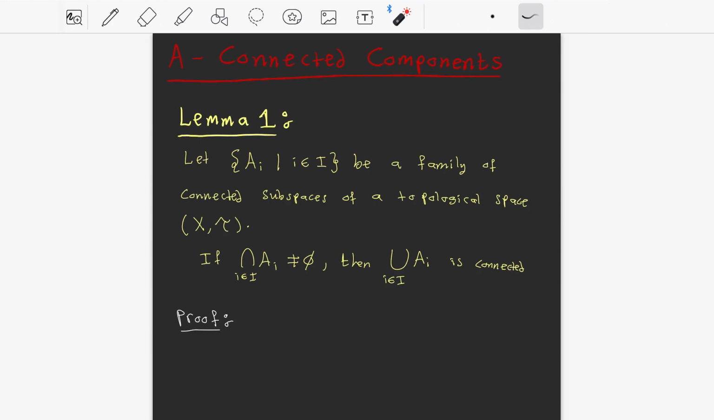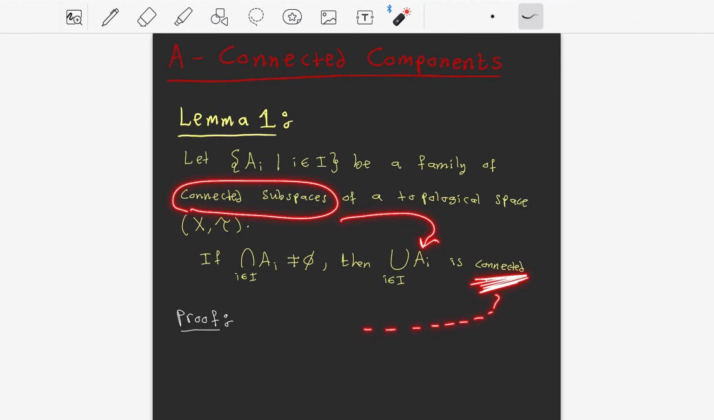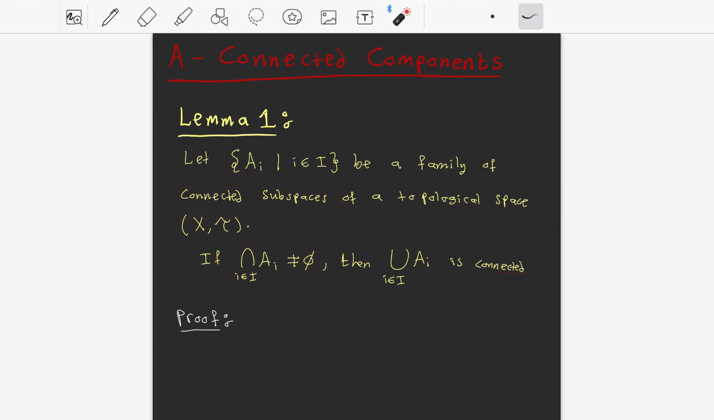So if we start with the first topic, which is the connected component, the first lemma will talk about what happens if we have a family of connected subspaces, and then we focus on taking the union of this family. Well, we want the union to be connected, however, there is a condition that their intersection must not be the empty set. So lemma 1, we can summarize it as: the union of connected sets is connected, provided that their intersection is non-empty, which is, again, something as expected.